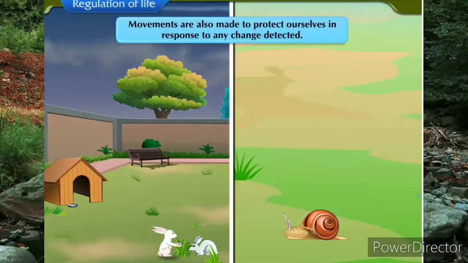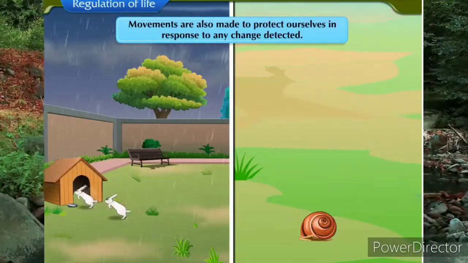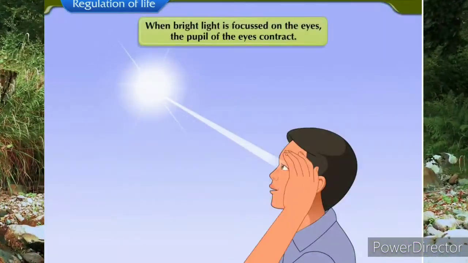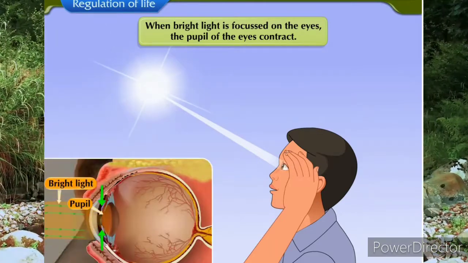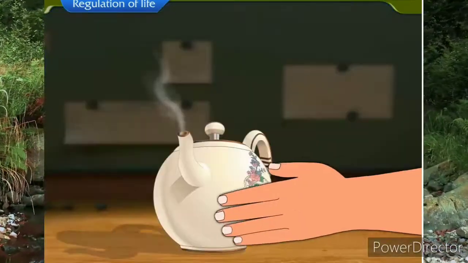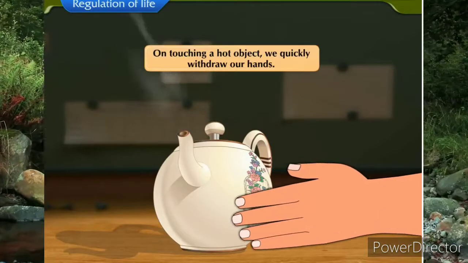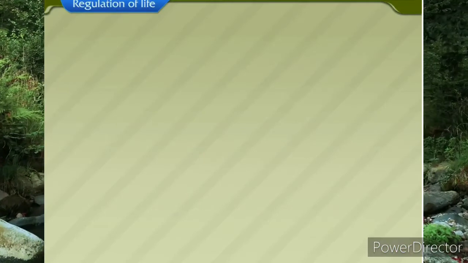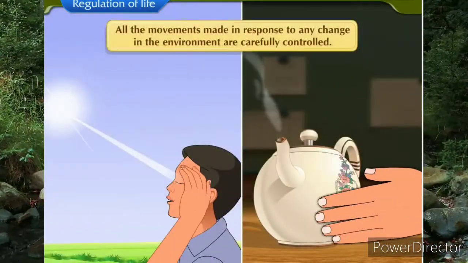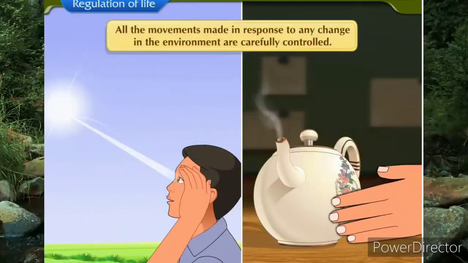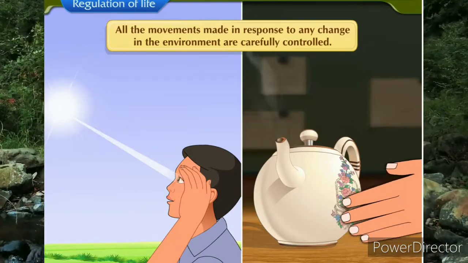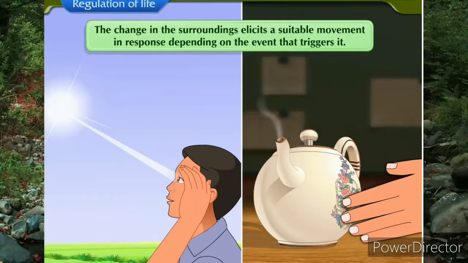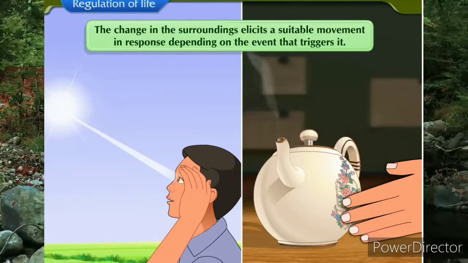Movements are also made to protect ourselves in response to any change detected. For instance, when bright light is focused on the eyes, the pupil of the eyes contract. Similarly, on touching a hot object, we quickly withdraw our hands. All the movements made in response to any change in the environment are carefully controlled. The change in the surroundings elicits a suitable movement in response depending on the event that triggers it.